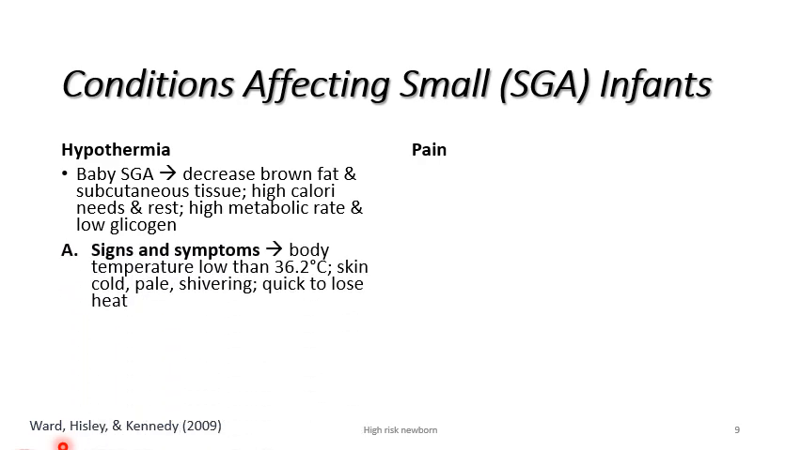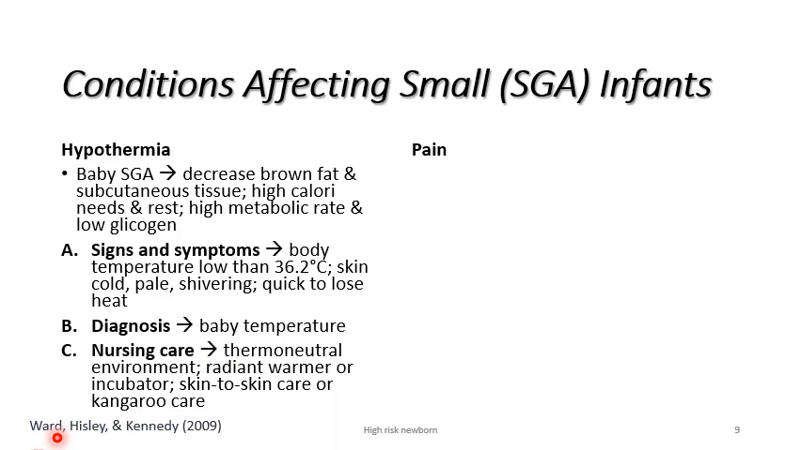And also the baby's temperature will be lower than 36.2. The body will be cold and pale, sometimes the baby can shiver a little, and also we understand that the baby quickly loses heat. So how do we diagnose it? We diagnose it with the baby's temperature. If the baby's temperature is lower than 36.2, it means the baby has hypothermia.